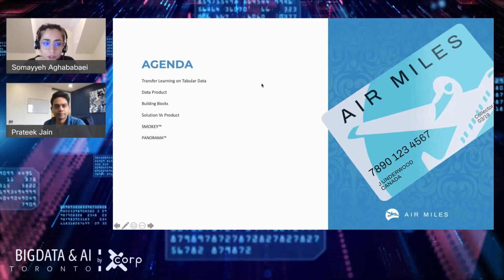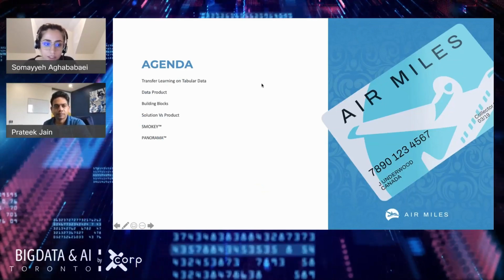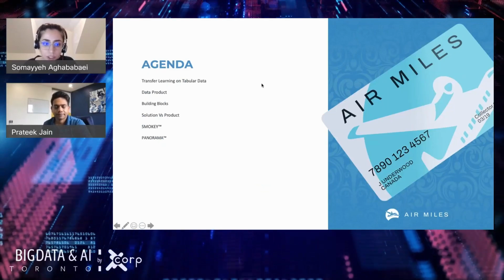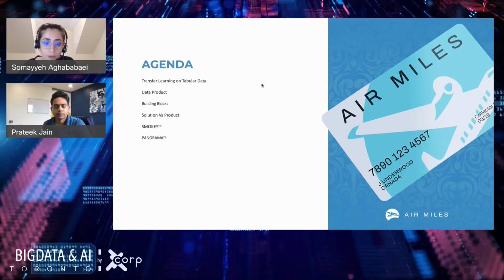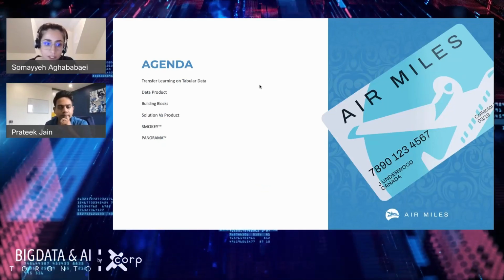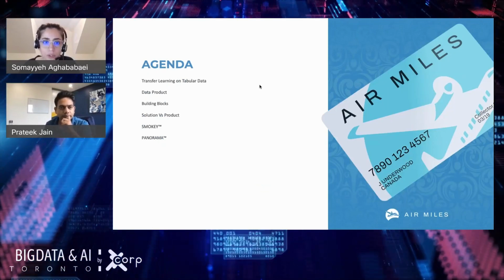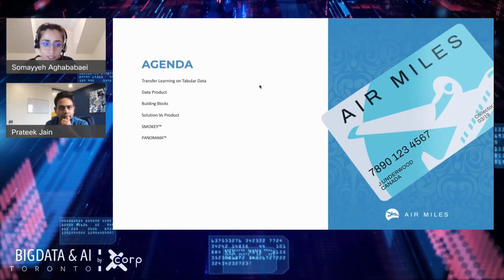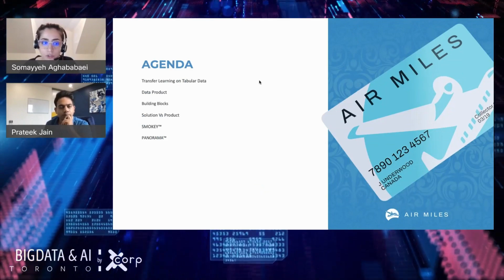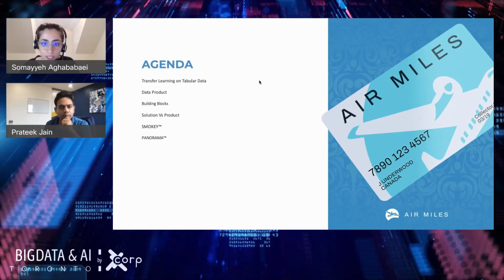In today's demo, you're going to hear about all the techniques that we tried in transfer learning and tabular data. And we're also going to talk about what a data product is at Miles, the building blocks, and what a solution looks like versus productionization. And we're going to introduce you to some of our products, Smoky and Panorama.